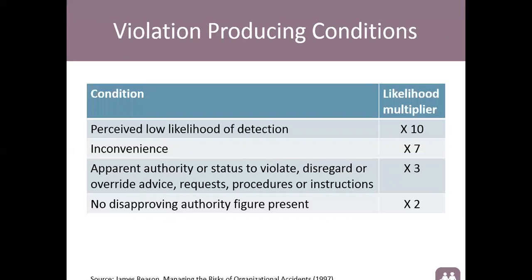Here is a table that shows the increased likelihood that we will commit a violation. The strongest influence is the perception that we are not likely to get caught. Right below that is the inconvenience we experience by following the rules. Will it take more time, be a burden on someone else? If someone believes that they have the authority or status to violate the rules or procedures, then they are more likely to do so. Right below this condition is no disapproving authority figure is present. This means that we are all responsible for holding each other accountable.